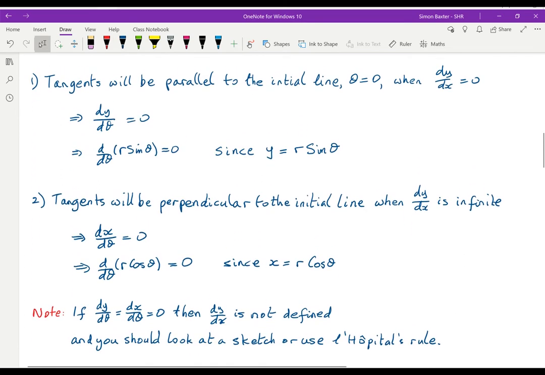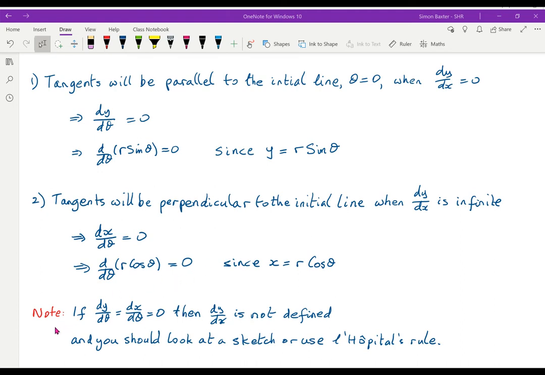Tangents will be parallel to the initial line when dy by dx is 0. That means dy by d theta is 0. That's d by d theta of r sine theta. Perpendicular, d by d theta of r cos theta is 0.